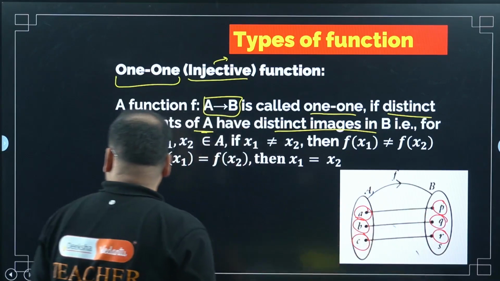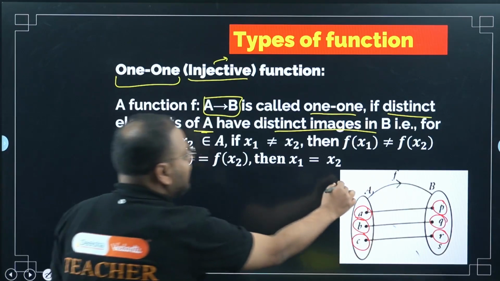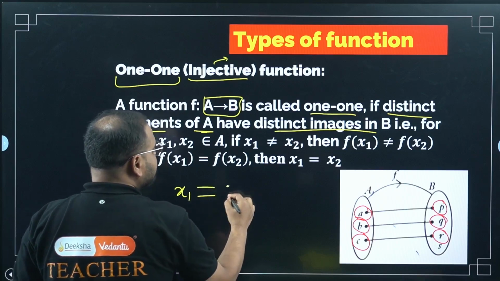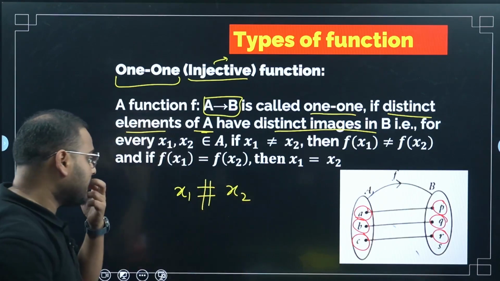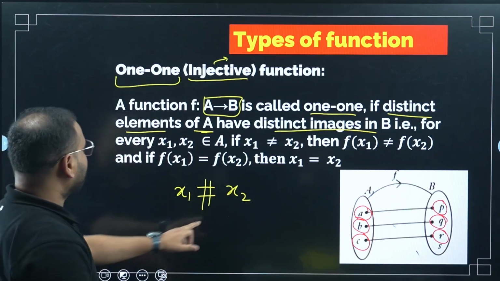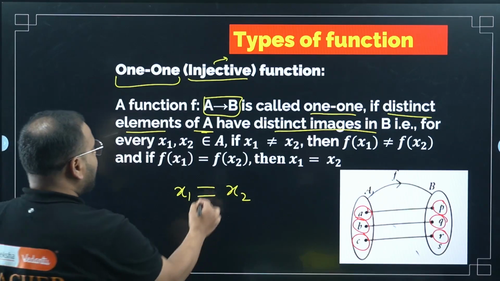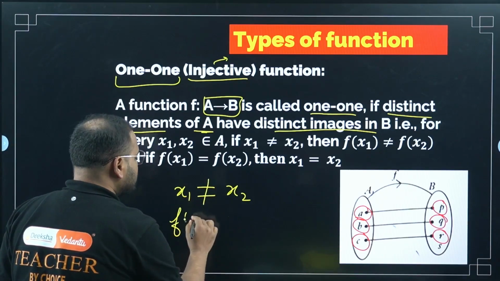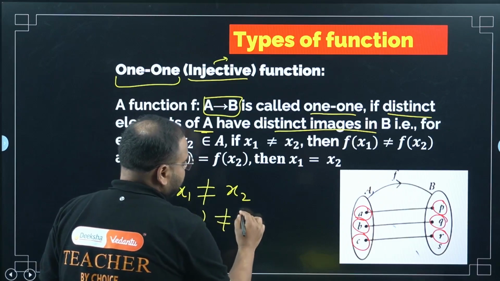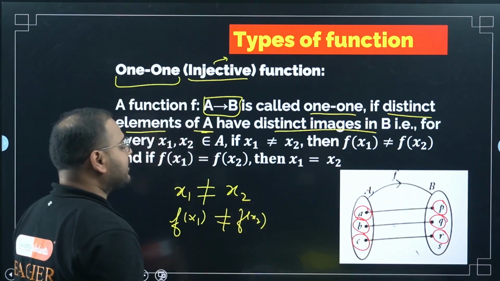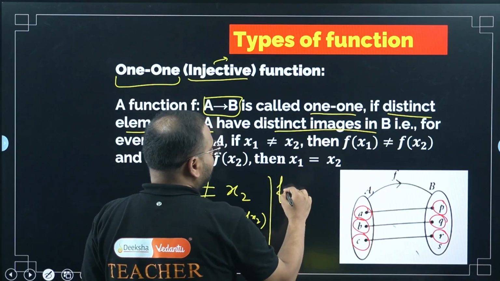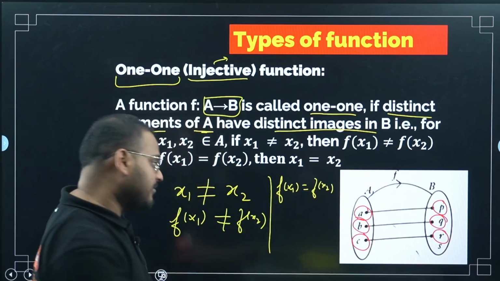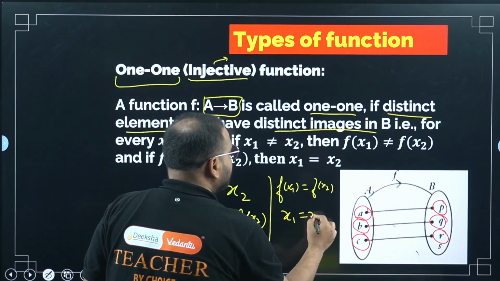So basically what I'm trying to say is, if I take elements of A, let's say x1 not equal to x2, one line is enough. What happens? If x1 and x2 are different, then the values of the function will also be different. And if you have a case where the value of the function at two points is like this, f of x1 equals f of x2, then this is only possible if x1 is equal to x2.